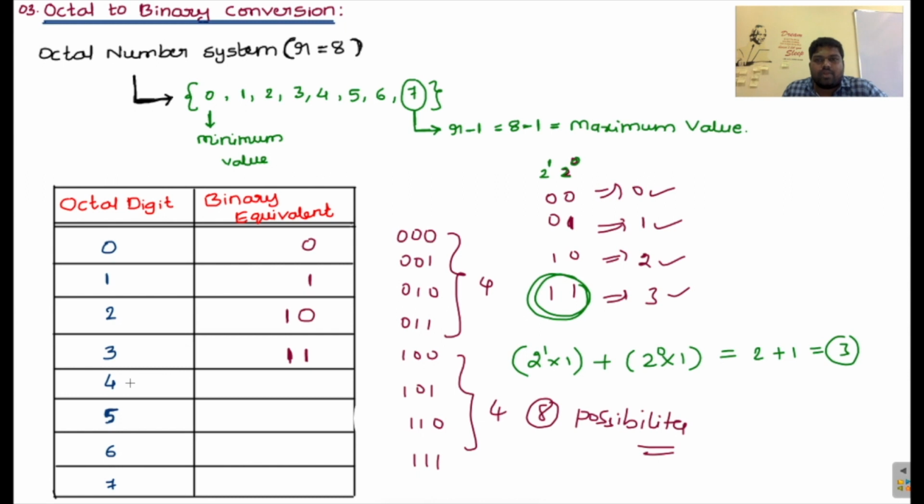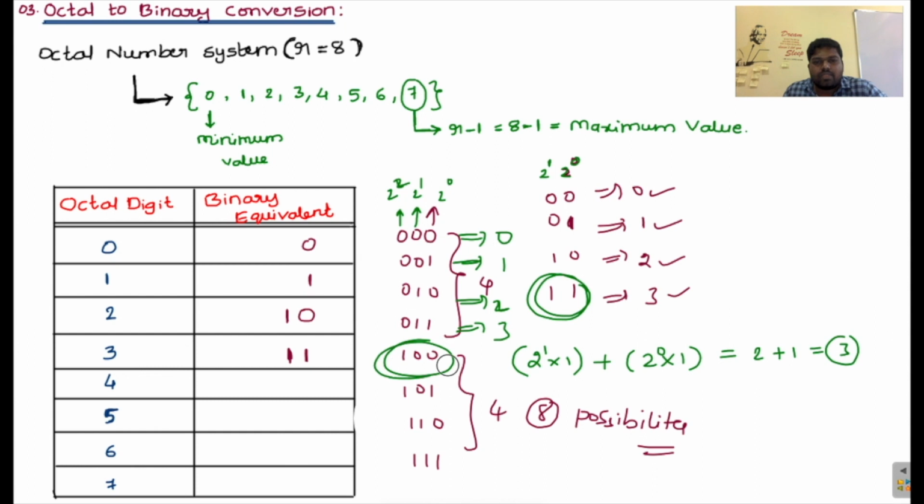So that is important, right? Now you can check. In the first position we should consider 2 power 0, in the second position 2 power 1, and in the third position 2 power 2. So 2 power 2 multiplied with 0, 2 power 1 multiplied with 0, 2 power 0 multiplied with 0, finally this will get 0. In the same way this will get 1, the same way this will get 2, and the same way this will get 3.